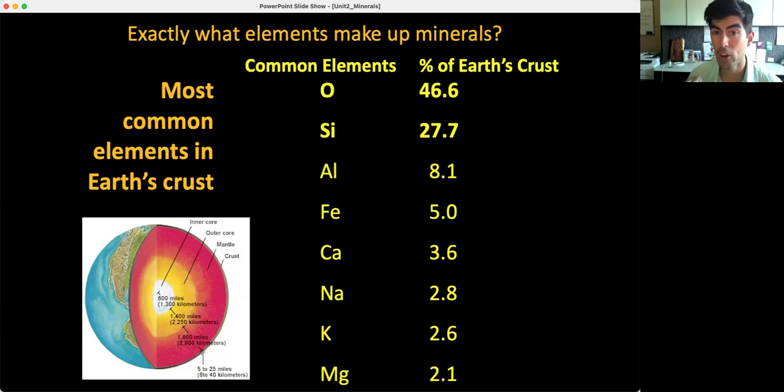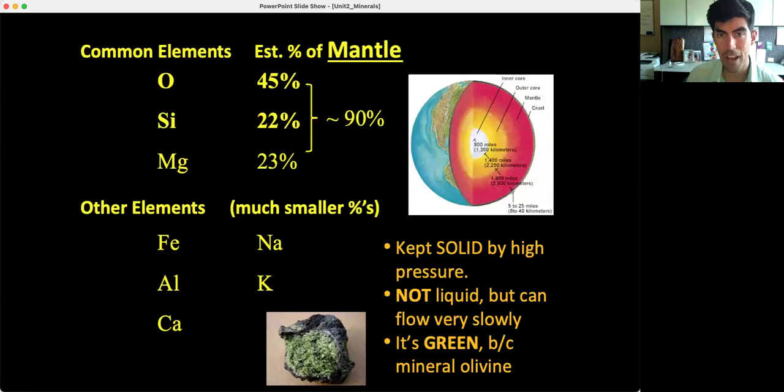Now, when we begin to look at the minerals in the crust, we're going to want to pay attention to these elements. These are the most common elements that we will find in our minerals. Now, remember, we aren't just dealing with the crust. In certain scenarios, in certain places, we have to pay attention to the mantle. The mantle is the second layer of the Earth, and it has a slightly different composition. Well, actually very different composition.